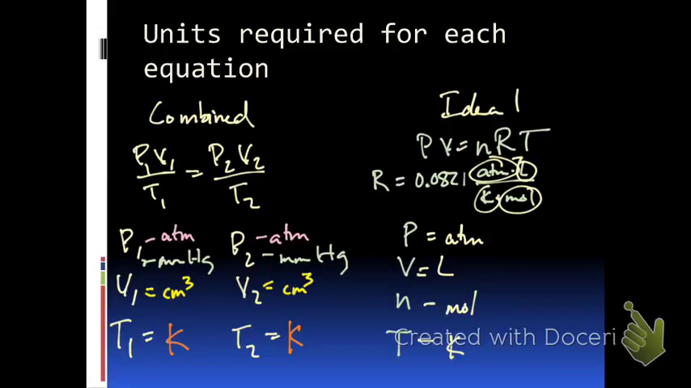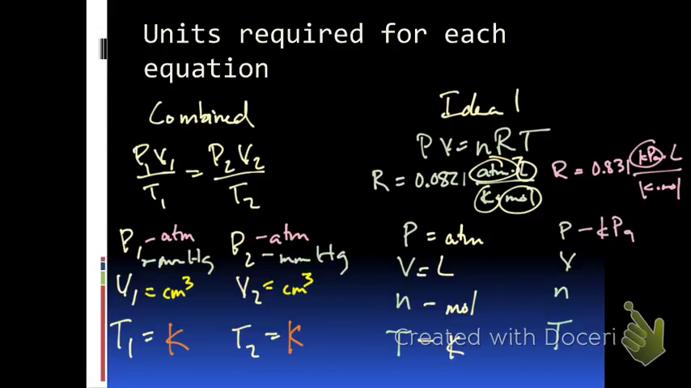But what about if we use the other R value? The other R value is R equals 0.831 kilopascals times liter over Kelvin times mole. In that case, it's going to be a little different. Your pressure, volume, n value, and your temperature. So if we look here, pressure should be in kilopascals, your volume should be in liters, your n value should be in moles, and your T should be in Kelvin.